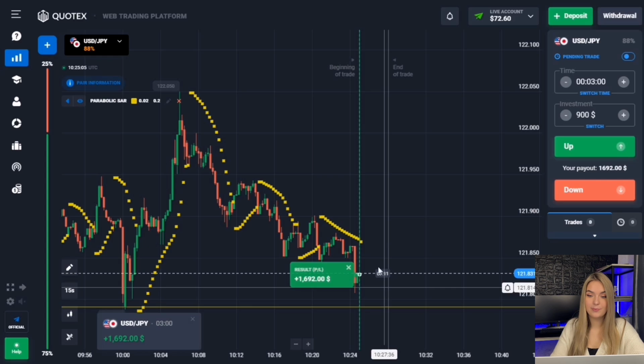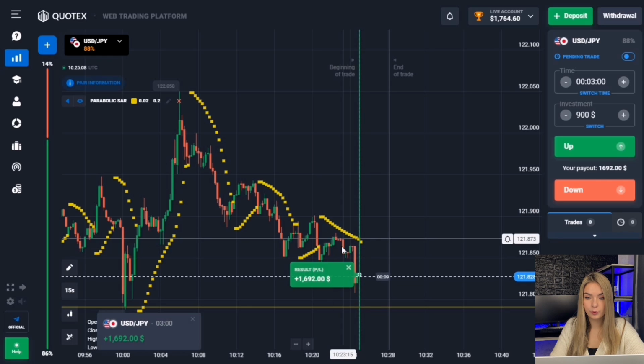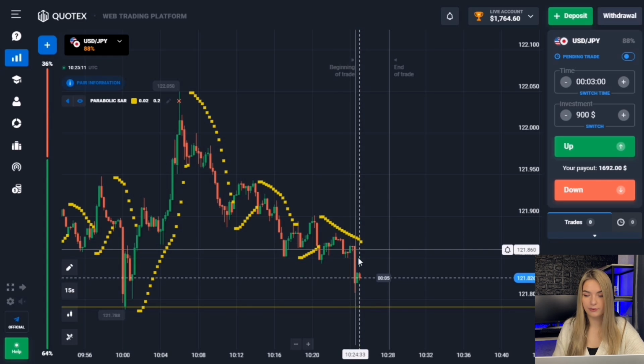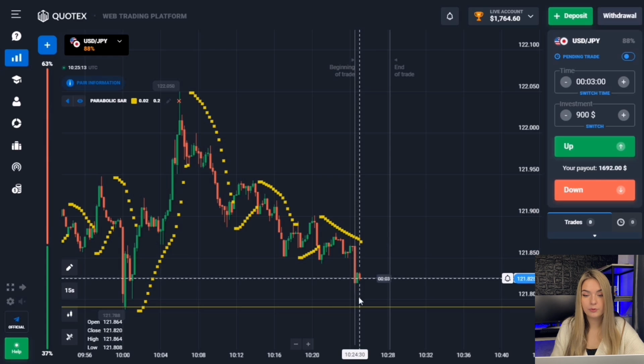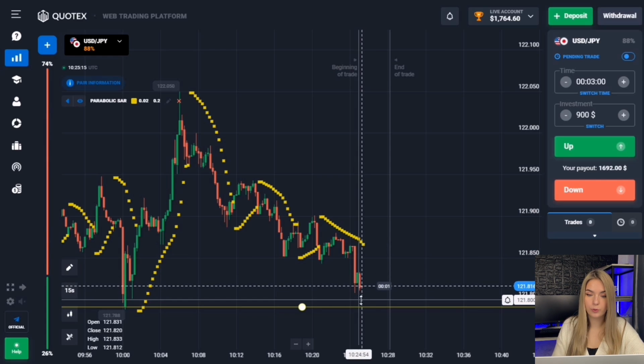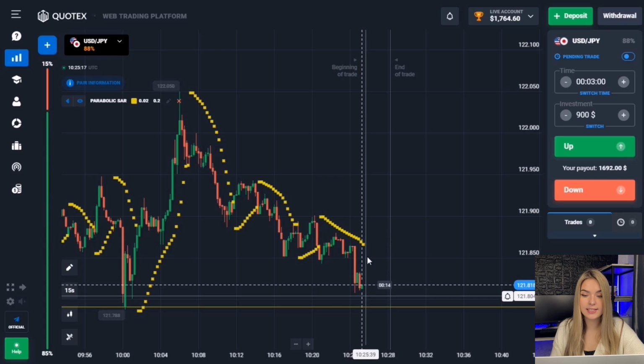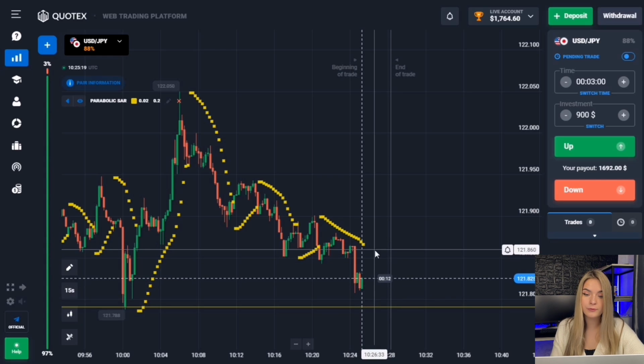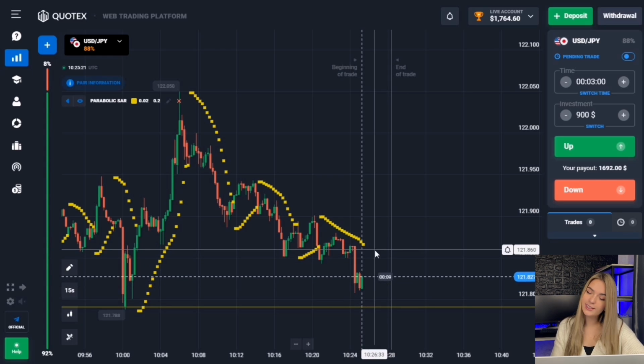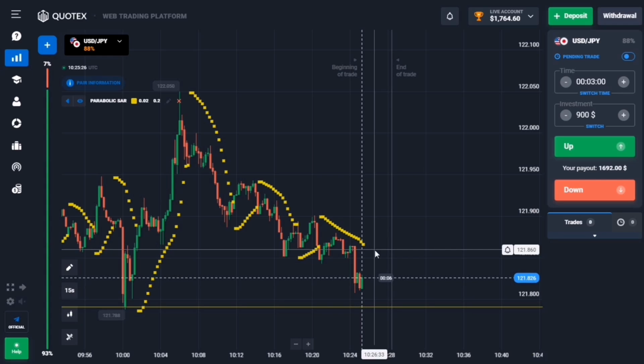Oh great friends, the price really continued its downward movement to the support level and we get profit. 3 minutes was enough, the downtrend really continued its movement to the support level. The indicator also gave us a good entry point and helped us to determine further price movements. Everything is going great. Let's continue to consider the following market situation.